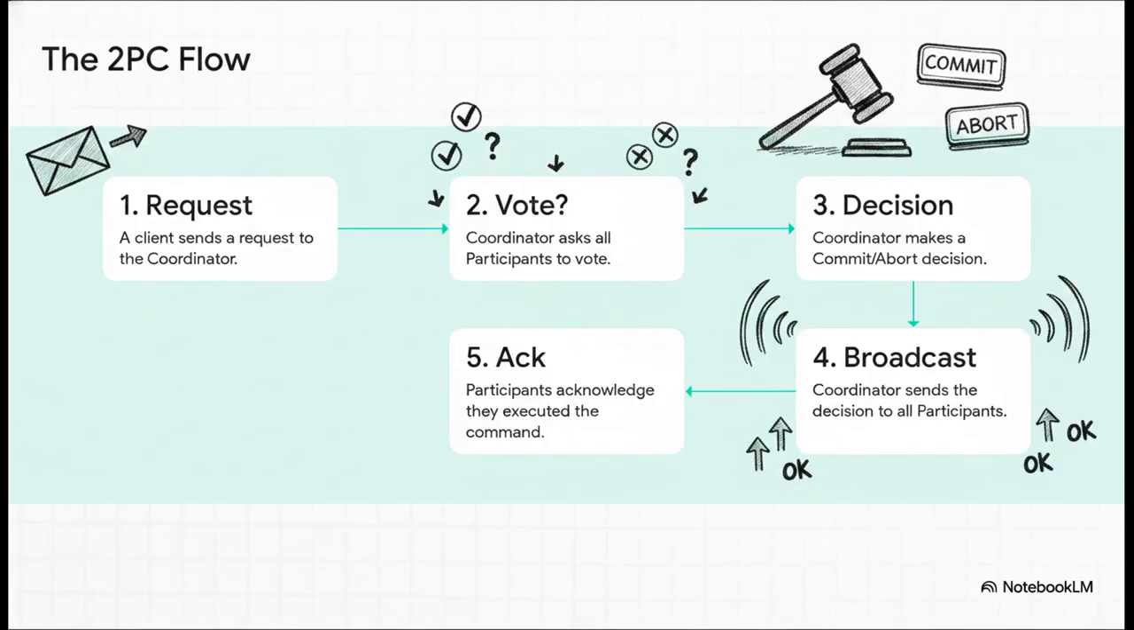Okay, so let's just formalize that flow, step by step. It all kicks off when a client sends a request to the coordinator. The coordinator then starts Phase 1, asking all the participants to vote. Once all the votes are in, the coordinator makes its big decision based on that global commit rule we just talked about. Then, it sends that decision out. And finally, the participants just send back a quick acknowledgement saying, yep, got it, it's done.